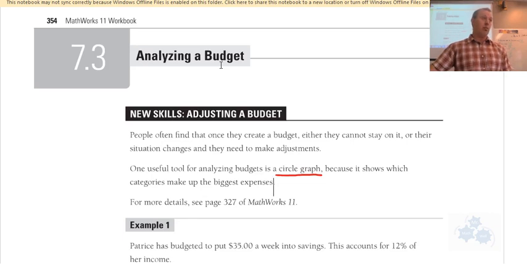Right? We did 7.2 yesterday. Remember? You don't remember? We did 7.2 yesterday. 7.3 is what's on the docket for today. Okay. So in 7.3, we're talking about budgets. Today is adjusting a budget.